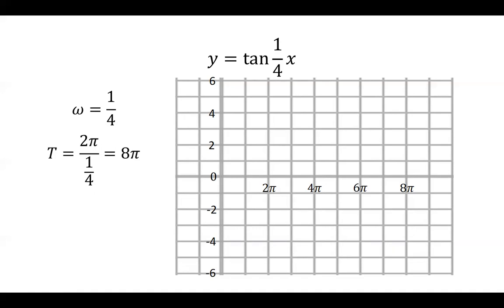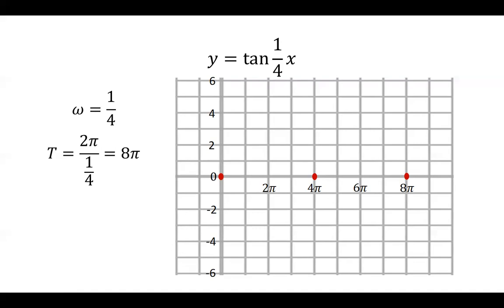Okay, so I've now put this in place, but what I need to remember as I do this is that tangent is going to go through 2 full periods in this time. So I have to remember that tangent starts at 0. And then at 2 pi, we're going to have a vertical asymptote. At 4 pi, it's going to pass through 0. At 6 pi, we're going to have a vertical asymptote. And at 8 pi, it's going to pass through 0.